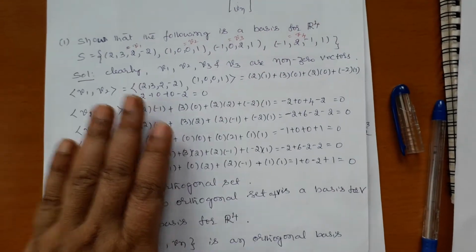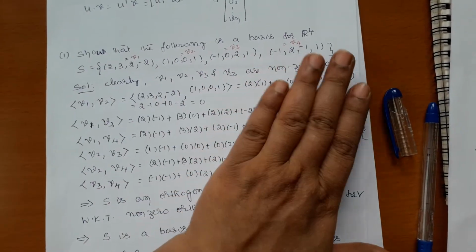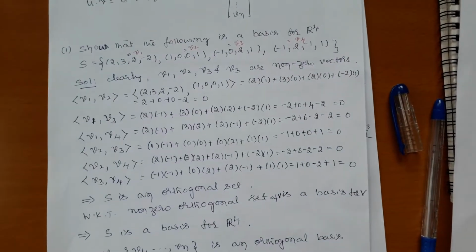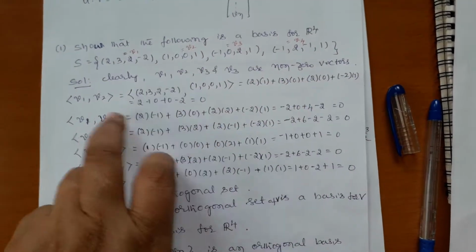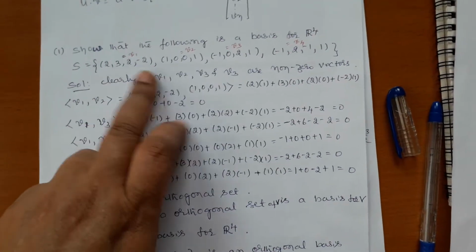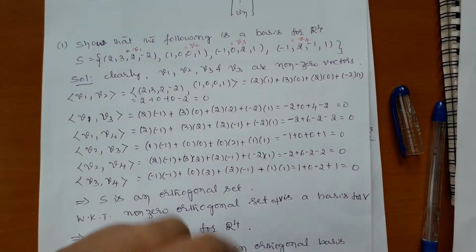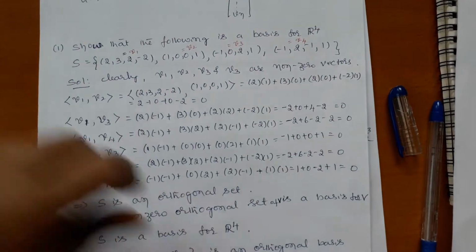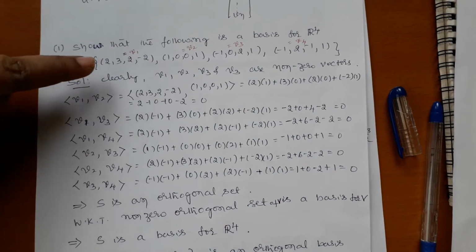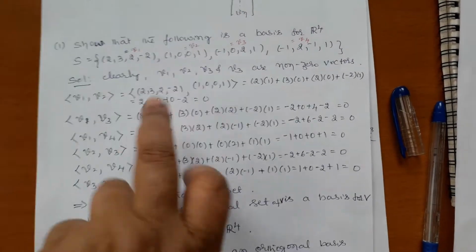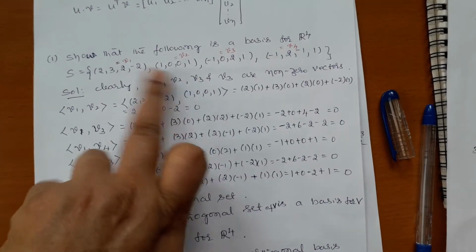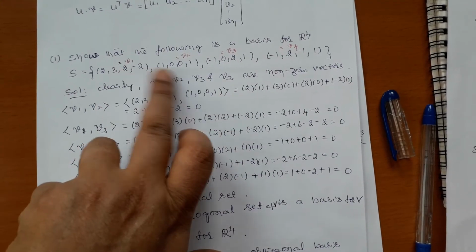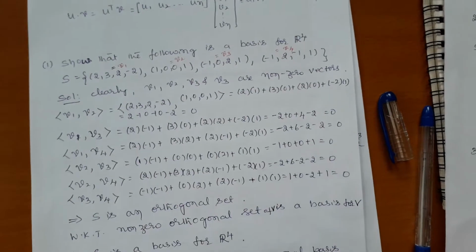Therefore, first I observe that these vectors of S are non-zero vectors. Clearly V1, V2, V3, V4 are non-zero vectors. Next I have to verify whether these vectors are orthogonal, meaning S is an orthogonal set. How to verify an orthogonal set? I take the inner product of V1 and V2: 2 into 1 plus 3 into 0 plus 2 into 0 plus minus 2 into 1. Simplify that, we get 0.